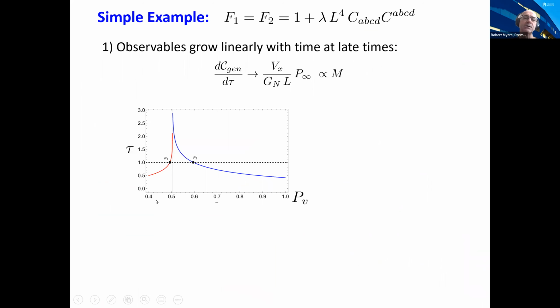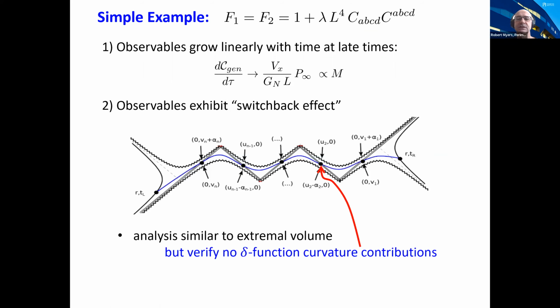And one of the things we note is that for very late times, there's this pole or singularity in this graph. And so for very late times, PV is very close to this special value P infinity. And so for late times, the time rate of change is proportional to PV, which is more or less a constant, which is proportional to the mass. And so we recovered that first property that we saw that appealed to us about these gravitational observables.